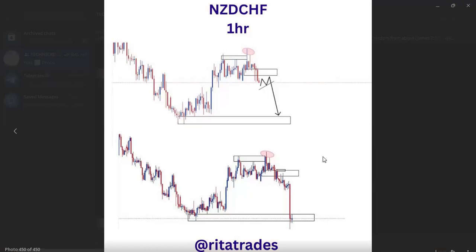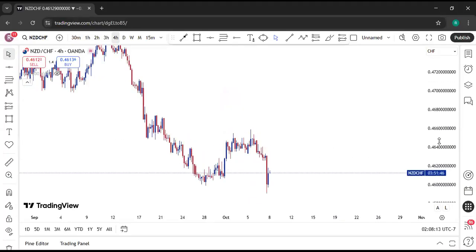So I want to share with you how I was able to catch this setup on NZDCHF recently. I'm going to show you this breakdown on my chart. Let's get into the chart immediately so I can give you the step-by-step breakdown of how I came about the setup on NZDCHF.